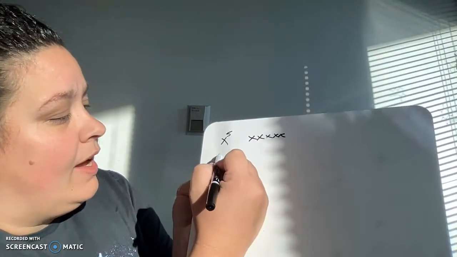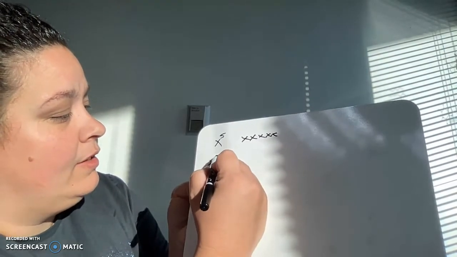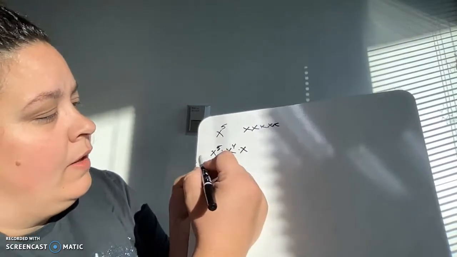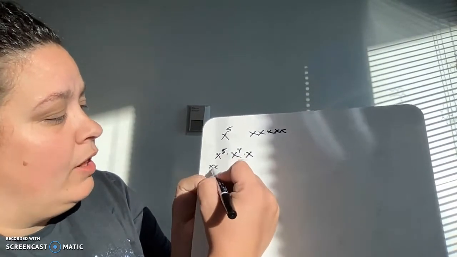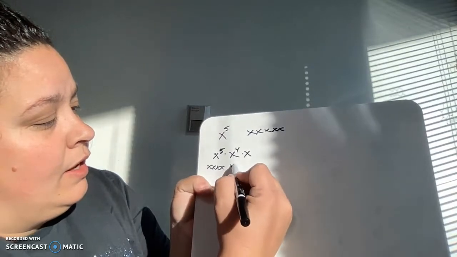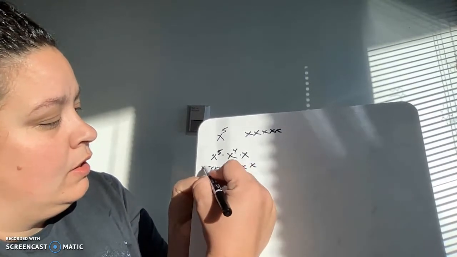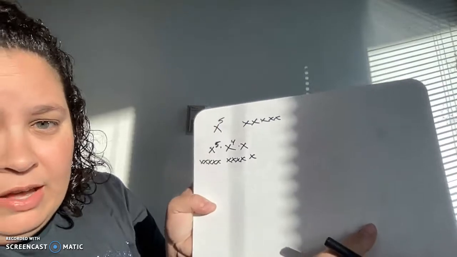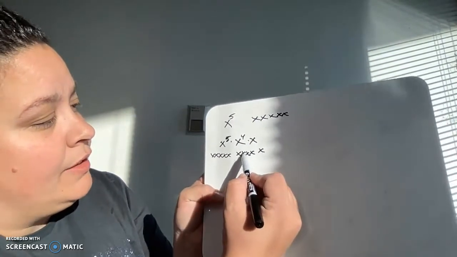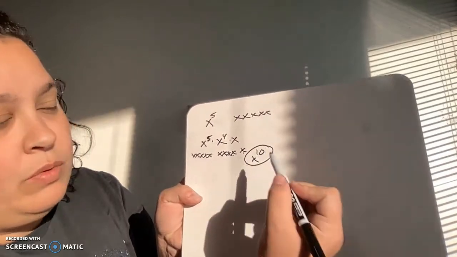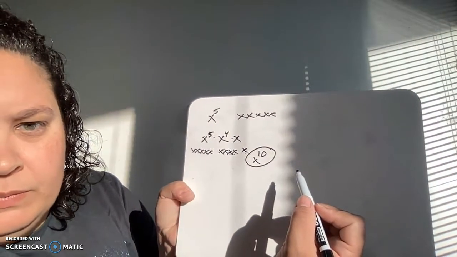So my rules, if I have x to the fifth times x to the fourth times x, right? These are all being multiplied. I can draw it out. 5 x's, 4 x's, 1 x. How many x's do I have altogether? Well, 5, 6, 7, 8, 9, 10. X to the 10th would be my answer for that problem, right?